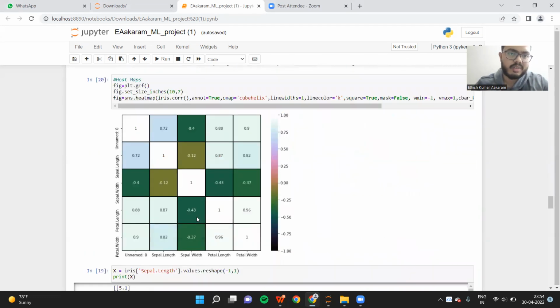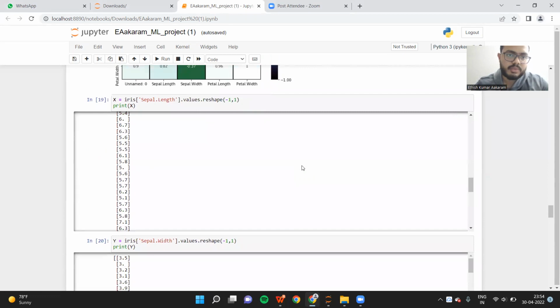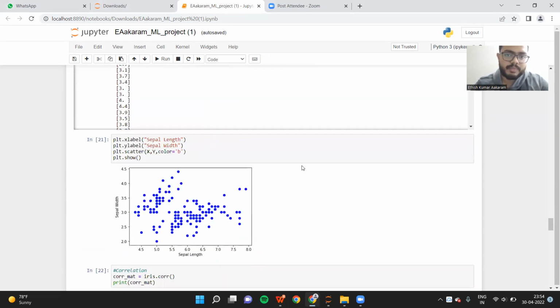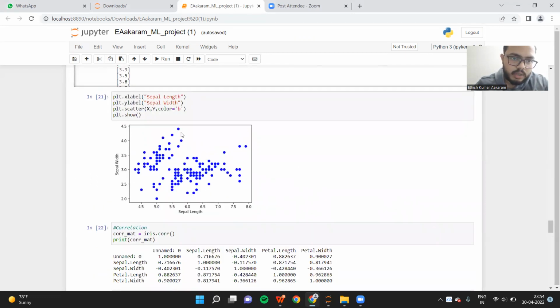And this is the heat graph. Basically, it gives you a better understanding of where most of the values stand. Here I have reshaped the sepal length and the sepal width to train them. So this is the graph that we got. All the values lying in here are the sepal widths of the setosas, and the values lying here are the sepal widths and values of the virginica and versicolor.